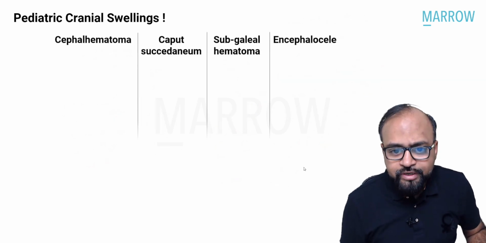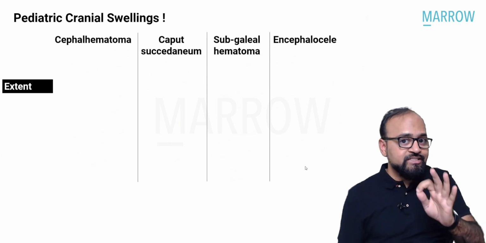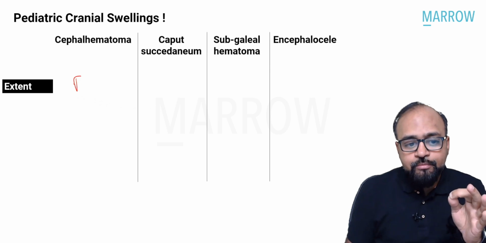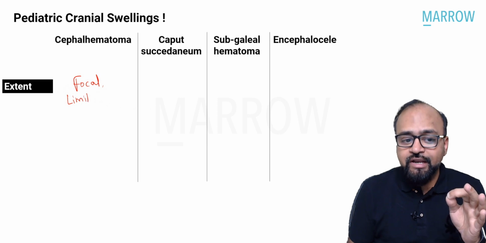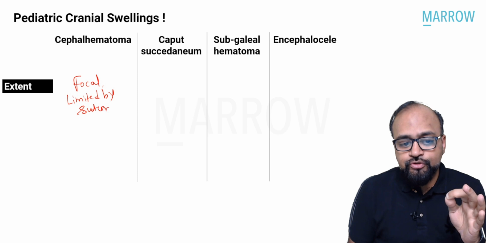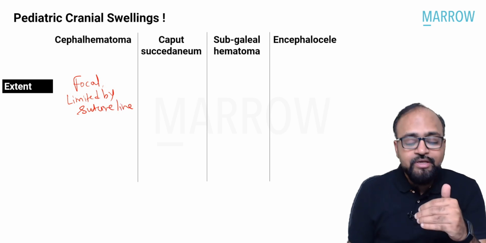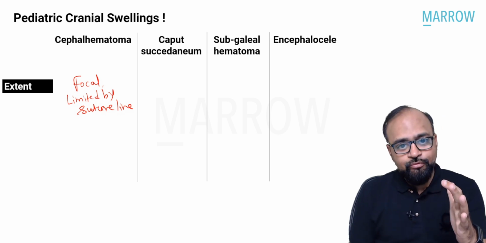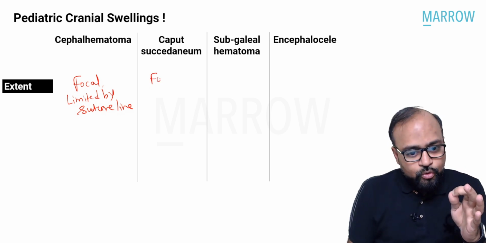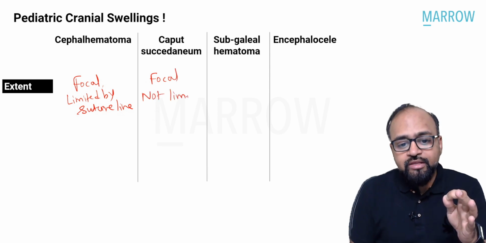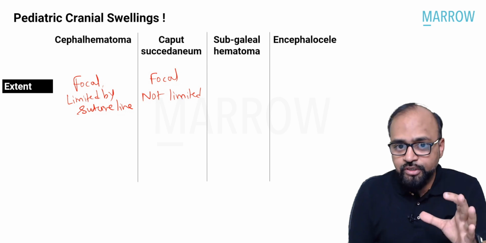Now, if you look at these conditions, what is the extent? This is important to crack this particular question. Remember, a cephalohematoma is always focal. As we've discussed, it is limited by suture lines because it is located below the level of the periosteum. Caput succedaneum can also be focal, but it is not limited by suture lines. It can be diffuse occasionally.